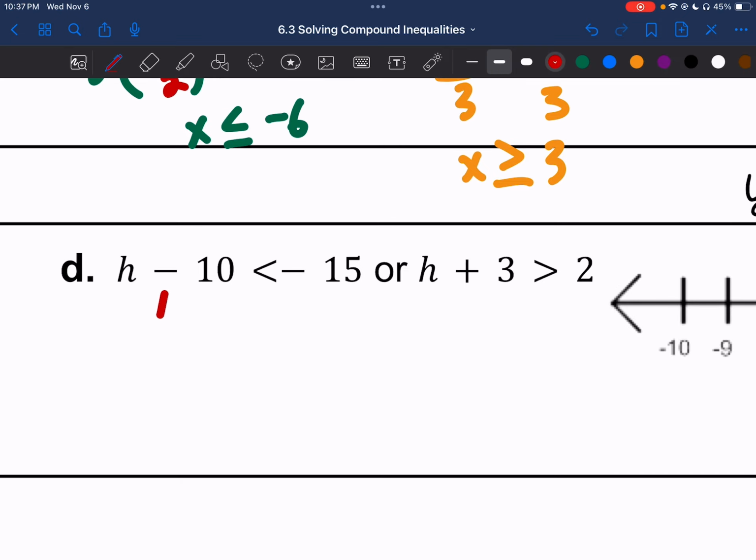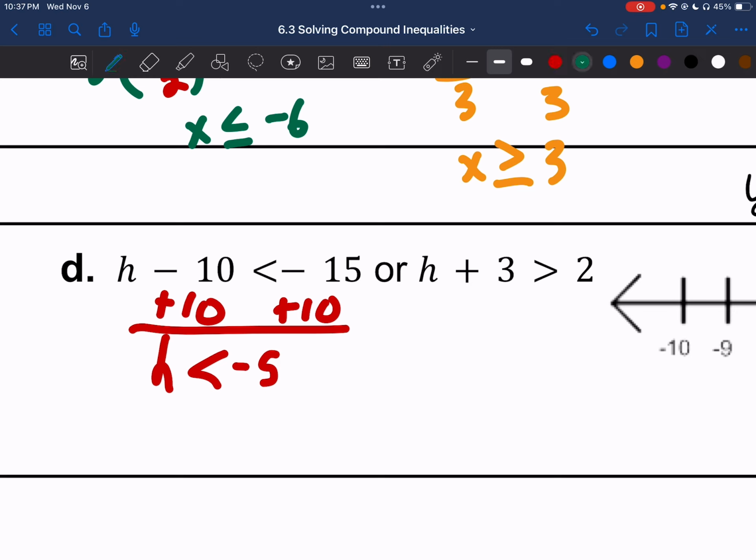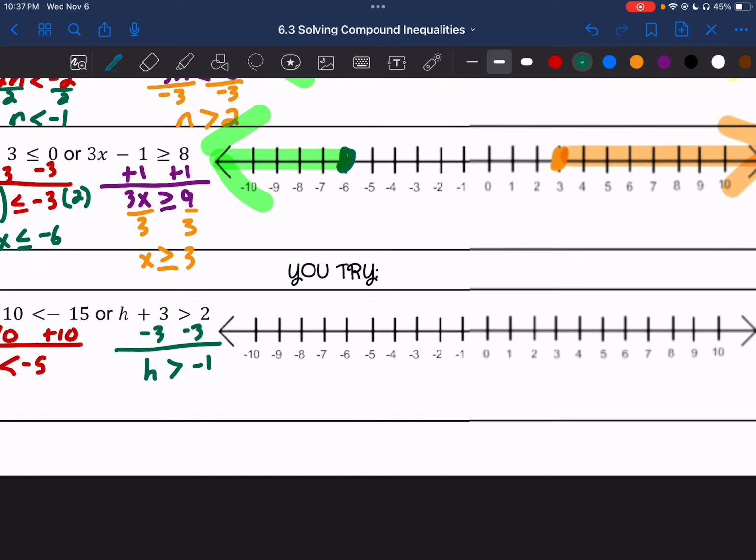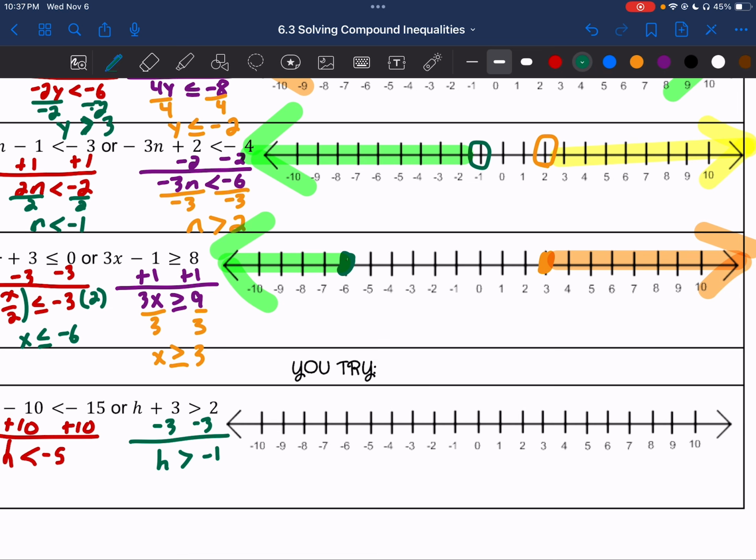All right, letter D, we're going to add 10 to both sides, and we get h is less than negative 5. Our second one, we're going to subtract 3 from both sides, and we're going to get that h is greater than negative 1. So we have h is greater than negative 1, so we have an open dot at negative 1, and h is greater than it, so we are going to shade to the right. We have h is less than negative 5, so it's an open dot, and we're going to shade to the left.